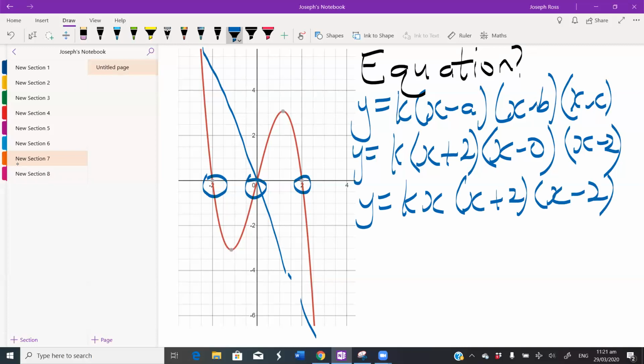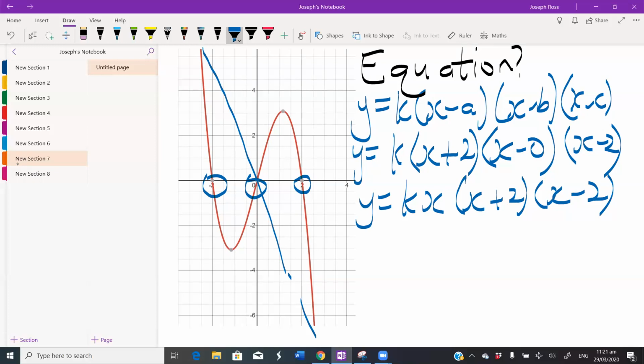Now, because we've got an x-intercept of 0, that means that we have a y-intercept of 0 as well. That's at the same point, which is at the origin. So that point is not going to provide us any new information. It therefore will not allow us to find the value of k. And to find the value of k, we will need to use any other point.